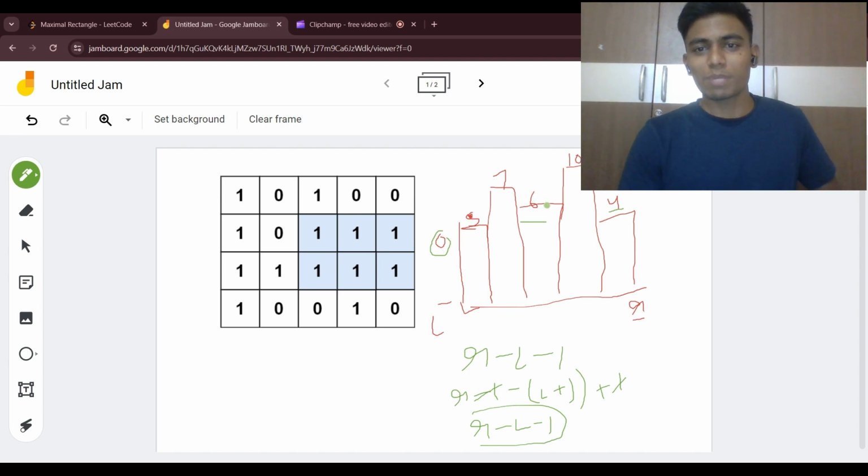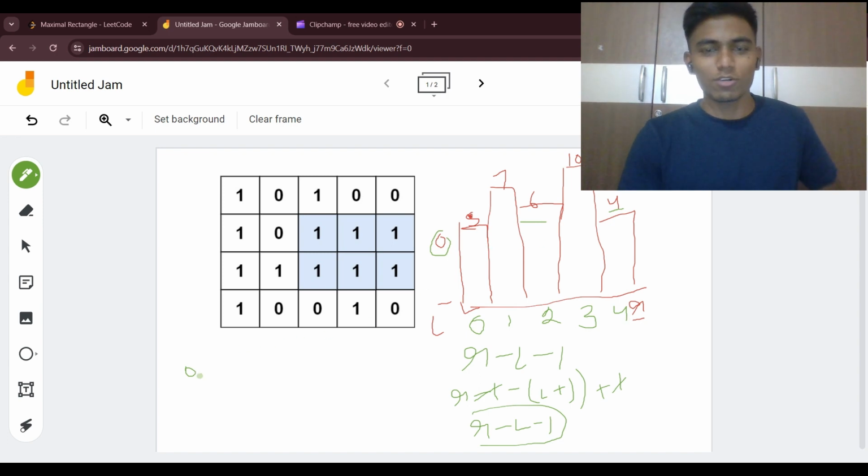So I'm going to store, let's say for this, if the stack is empty, we are going to consider the index as -1. So the stack is empty as of now, and then we are going to push 0 as our index. So this is going to be 0, and then 1, and then 2, and then 3, and then 4.